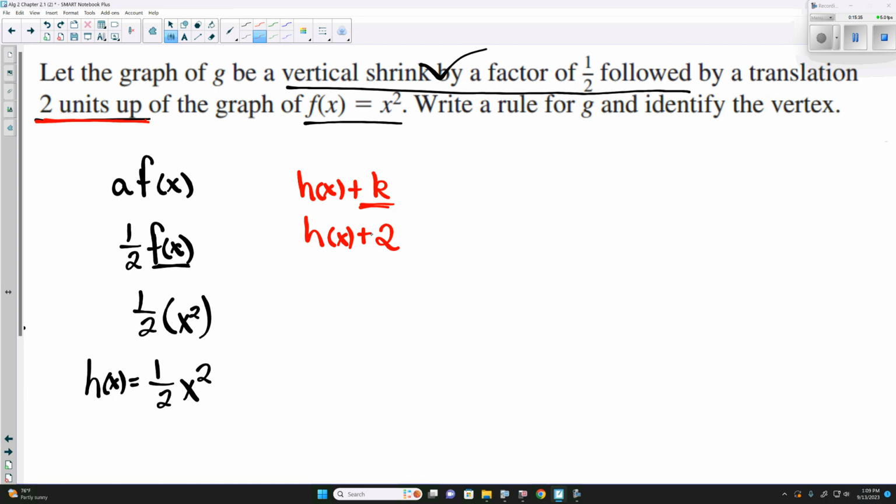Questions on how we've set this up thus far? Good with this here?